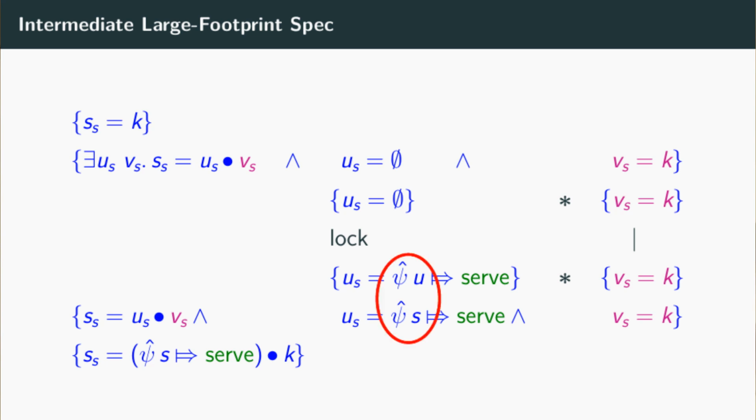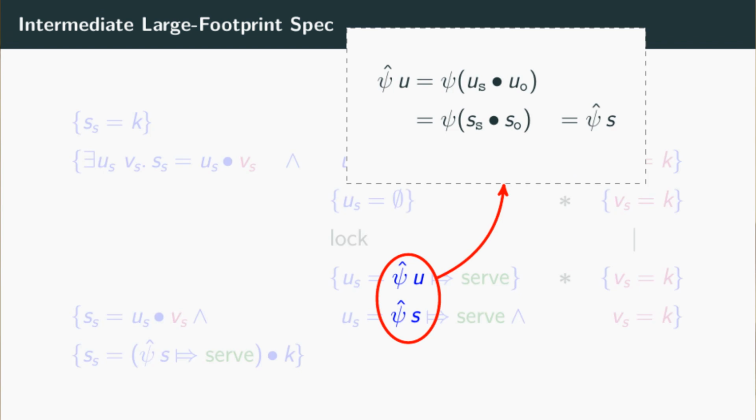A seeming issue occurs in the value of the display. Psi hat is computed over different states, u and s respectively. In fact, this is not a problem, since global state over u and s are exactly the same due to the commutativity and associativity of join.